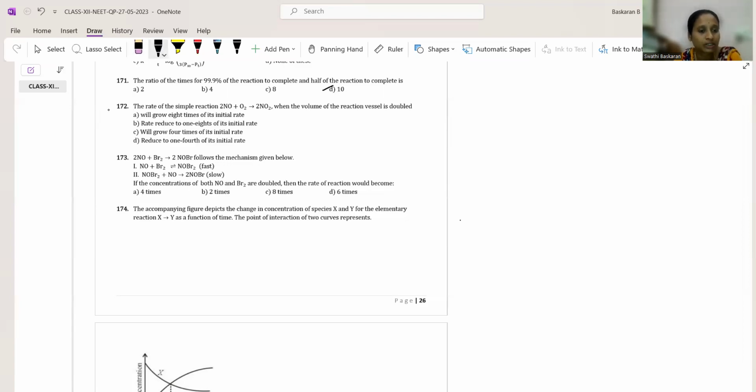So now, what is this question all about? The rate of the simple reaction 2NO plus O2 gives 2NO2, when the volume of the reaction vessel is doubled. This is a gaseous reaction where 2 moles of NO react with 1 mole of O2 and 2NO2 is formed, and they are telling that the reaction vessel volume is doubled. So when you double the reaction vessel, the concentrations will be reduced. First of all, to solve this type of question, we need to write the rate law.